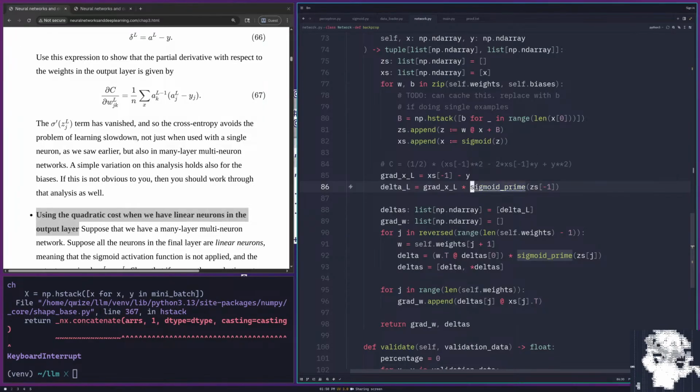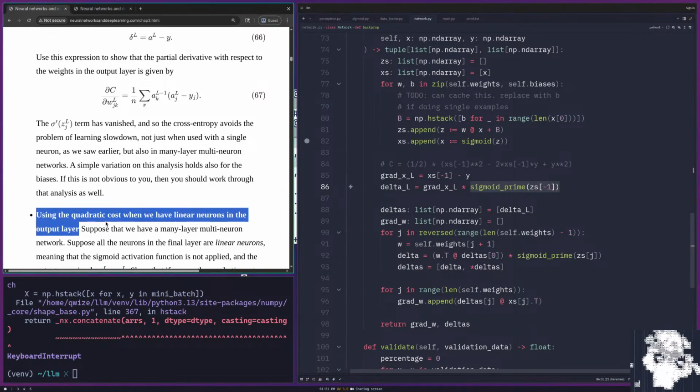I'm not sure, and I think the reason I'm not sure is that I don't really know why the sigmoid primes went away when I changed to a cross entropy cost function. But anyway, quadratic cost with linear neurons, my prediction is this is a different way to get rid of the sigmoid primes, to get rid of the learning slowdown at 0 and 1.